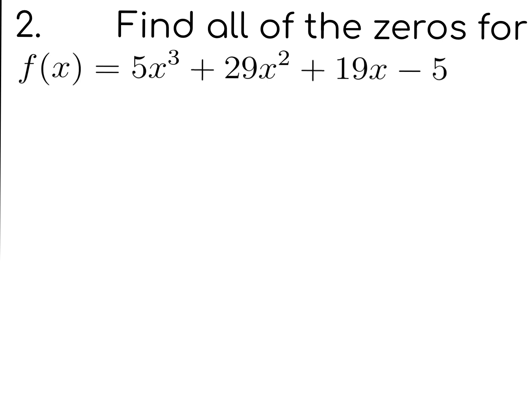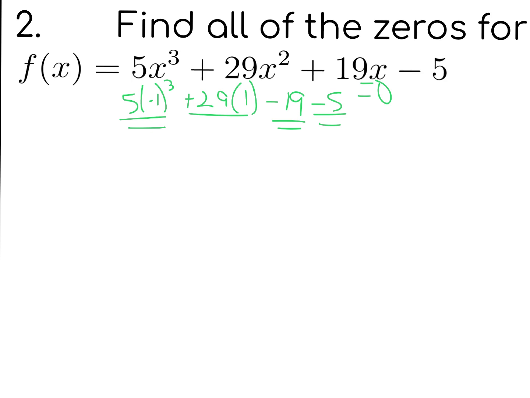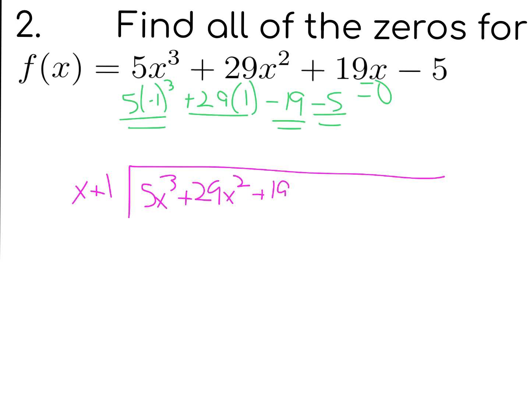So if I plug in negative 1, you'll have 5 times negative 1, 29 times negative 1 squared, which is 1, 19 times negative 1. So that's negative 5. Negative 10. Negative 29. So that's 0. So that means negative 1 works. So let's divide by x plus 1. 5x cubed plus 29x squared plus 19x minus 5.